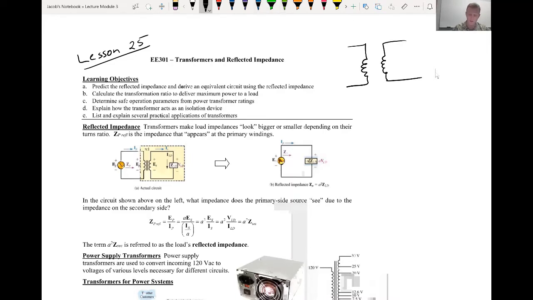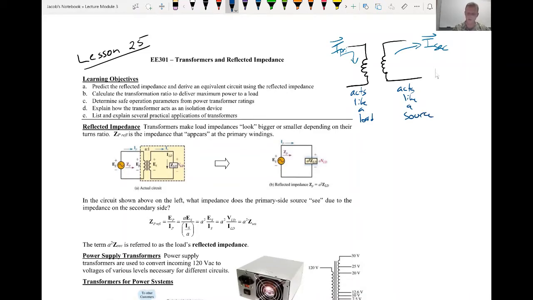And remember that these lines of flux, whenever I send a current through this primary windings, we'll call it I primary. When I send it through the windings, we create lines of magnetic flux. And when those lines of magnetic flux are changing across this coil on the right side, it sends out an I secondary, right? And it acts like a source on the right side. And on the left side, it acts like a load. This inductor acts like a load. This right side acts like a source, providing power, providing current to everything else going beyond that.